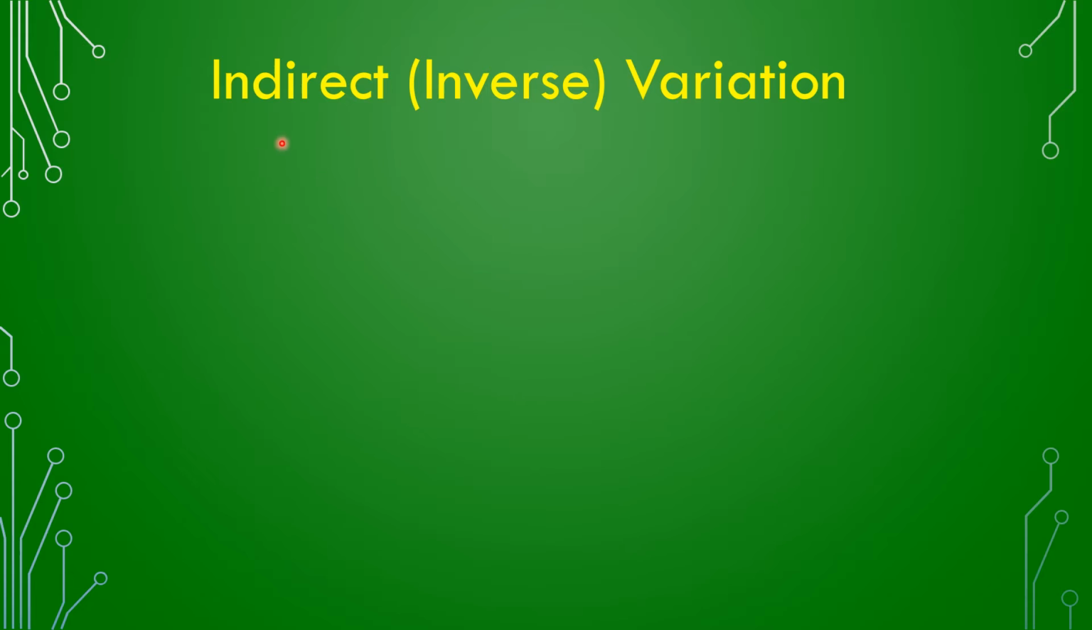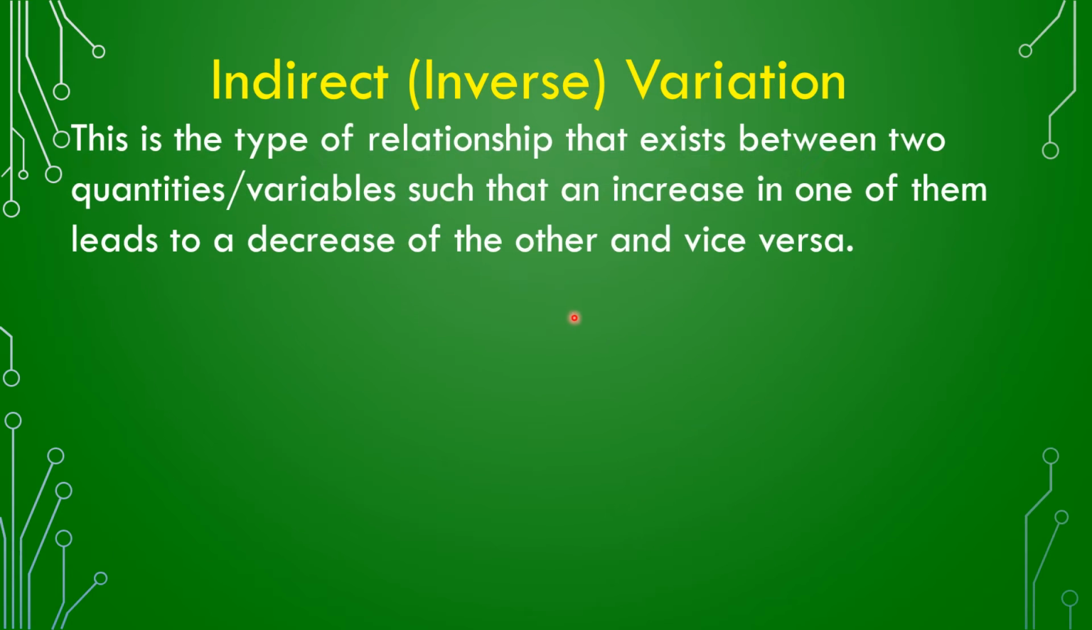Okay, so what is indirect or inverse variation? Don't be confused when you come across these two words, they mean the same thing. This is simply the type of relationship that exists between two quantities or variables, such that an increase in one of them leads to a decrease of the other and vice versa.